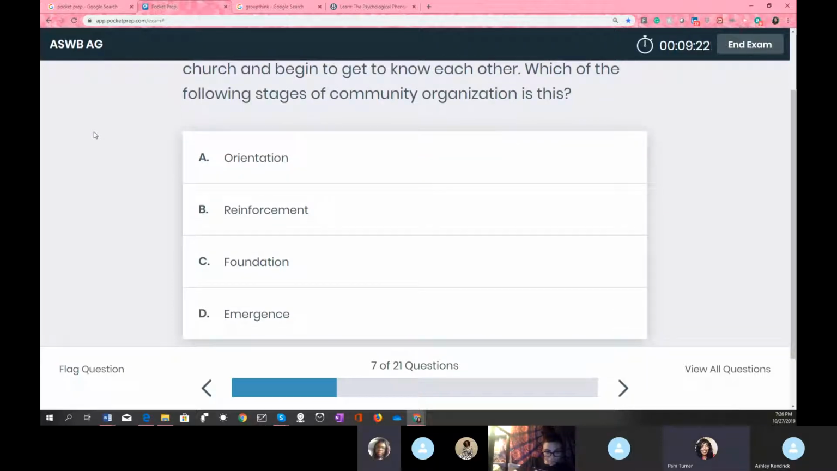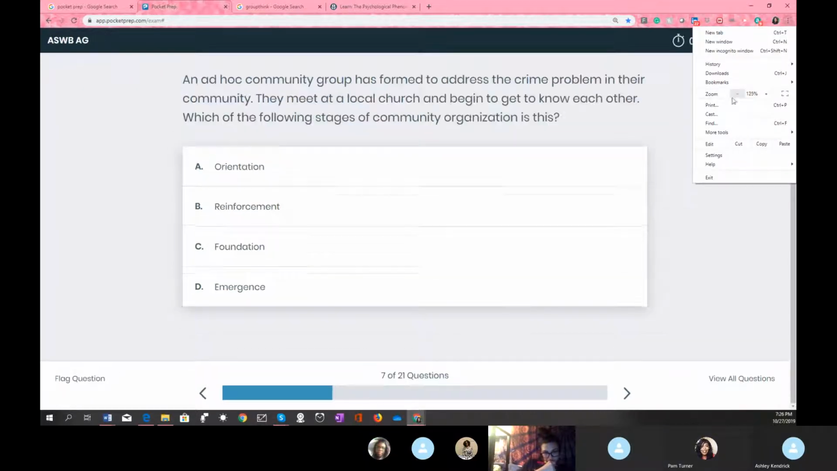Can you move it down? Does that help or no? Let me make it smaller. There you go. Is that better? Yeah.